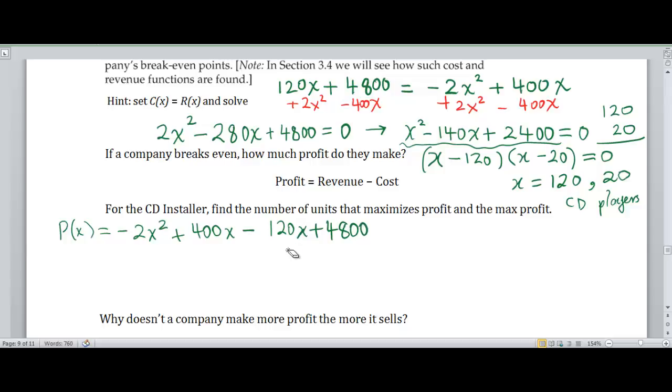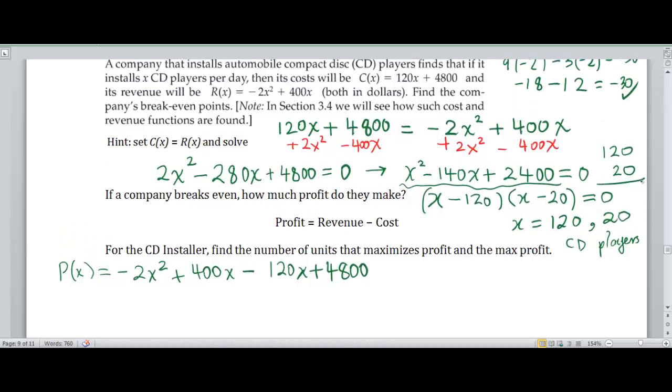Okay. And you have to be a little bit careful right here. Let me check this. Yes, the revenue is minus 2x squared. You're not subtracting just the 120x. You're subtracting 120x and also 4800. So you need parentheses around this part, which is the cost. Okay? So then that becomes minus, oops.